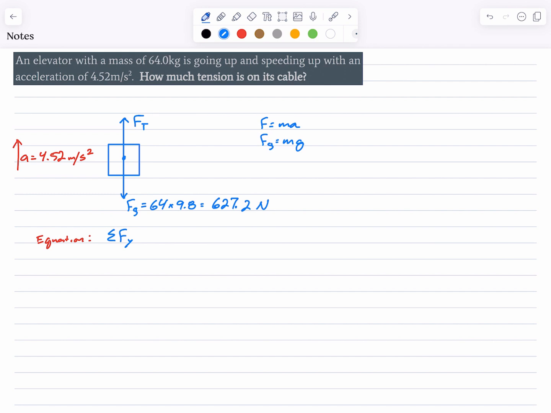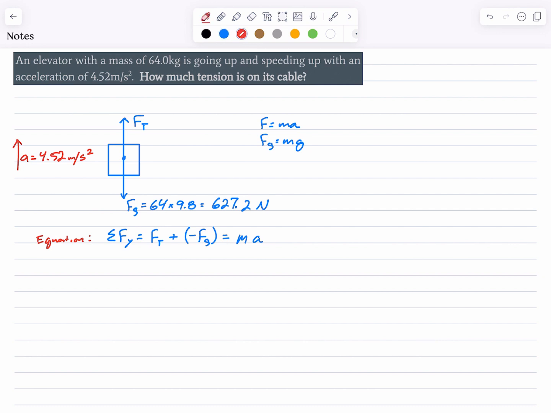So F sub y. The sum of forces along the y-axis is going to be equal to those individual forces. So we have tension force plus, and don't forget, we established that upwards is positive, so downward is negative. Since gravity is acting downwards, we put negative F sub g. And again, from Newton's second law, we know that the sum of forces is equal to the mass of the object multiplied by its acceleration.